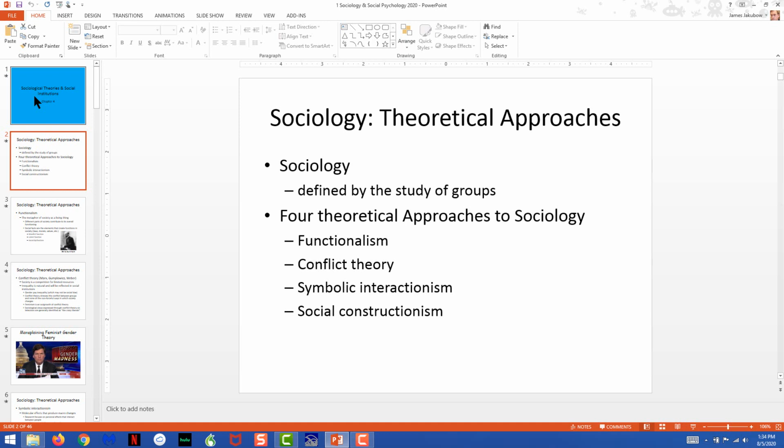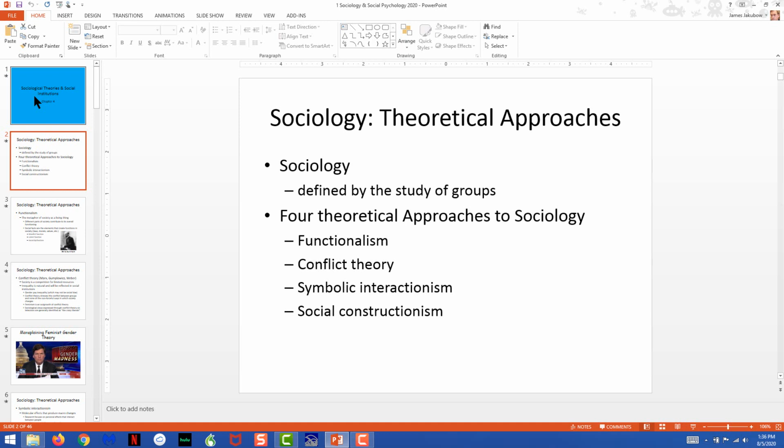Now, in terms of sociology, there are 4 primary theoretical approaches that we're going to review. These 4 general theoretical approaches are typically used to try to understand society. These are functionalism, conflict theory, symbolic interactionism, and social constructionism. And those are what we're going to largely be focused on in this particular chapter.